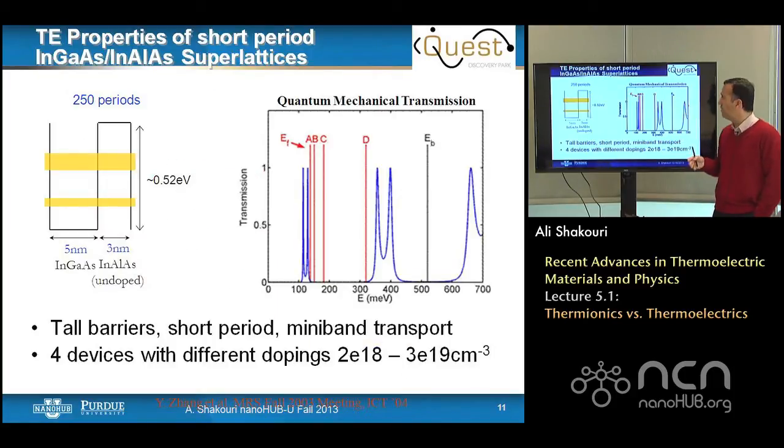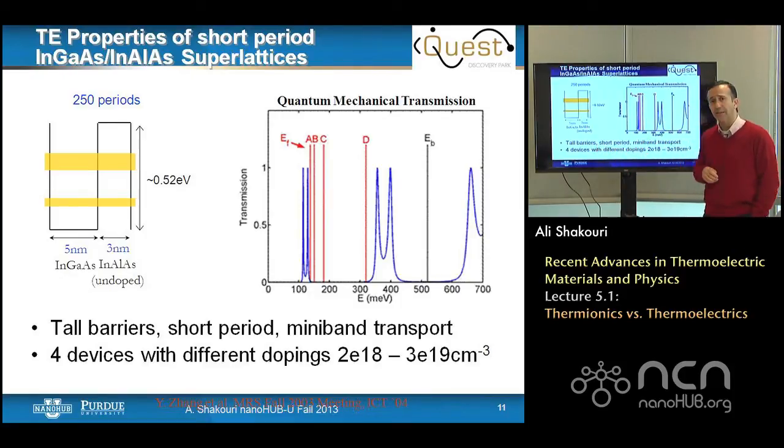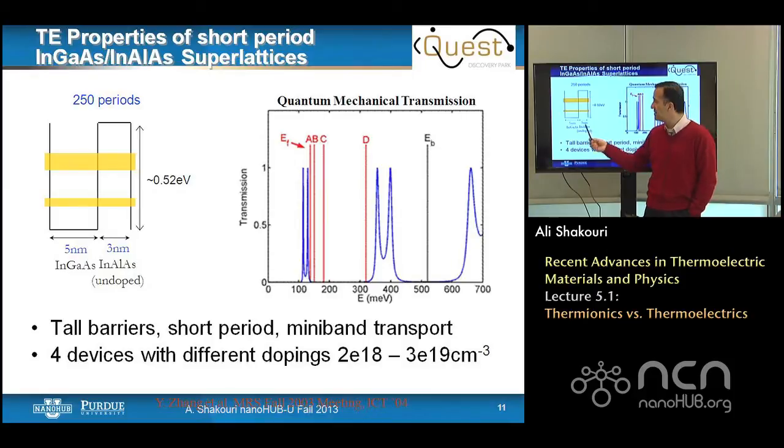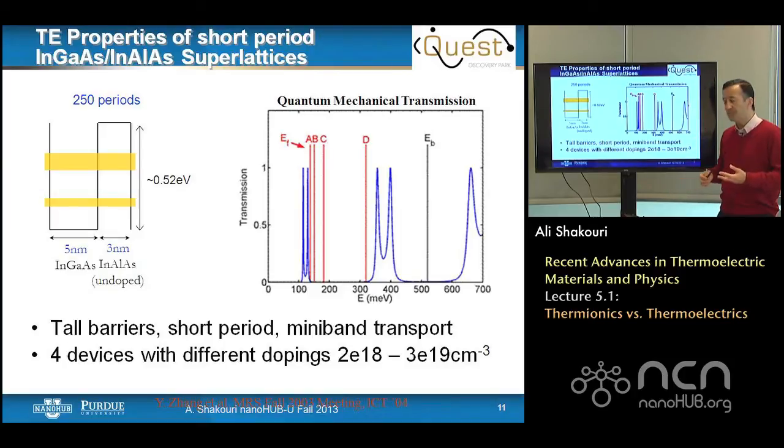Another verification for the theory was in the mini-band transport regime. Now I have superlattices of indium gallium arsenide and indium aluminum arsenide with about 50% indium concentration, lattice matched to indium phosphide. If the barrier is only 3 nanometers, neighboring wells are strongly coupled, so instead of individual quantized states, you form mini-bands. The barrier height is huge, 520 meV. So when you dope the material, electrons move between mini-bands rather than above the barrier. So it's a different transport regime. The question is, how does it affect the thermoelectric effect?